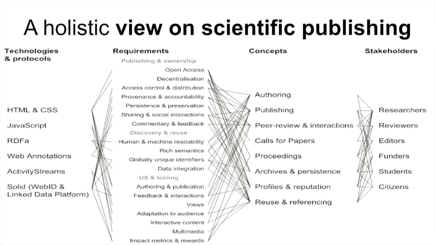There are a number of requirements and different concepts which should be supported, not only the authoring, but also publishing, peer review, interactions with peers, call for papers, proceedings which are compiled, archives and persistence, that you have profiles, you can reference other work, and that it also tackles the requirements of different stakeholders, which are not only researchers, but reviewers, editors, funders, students, and citizens in general. So how does this work, Dokieli?